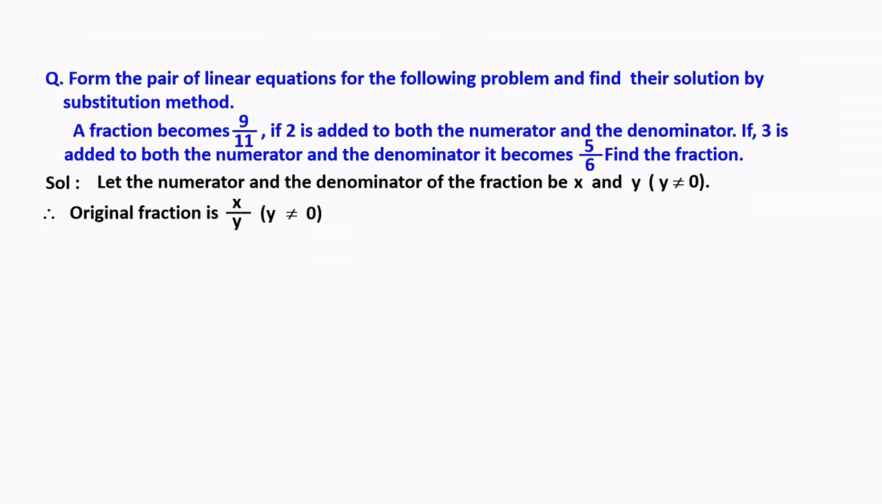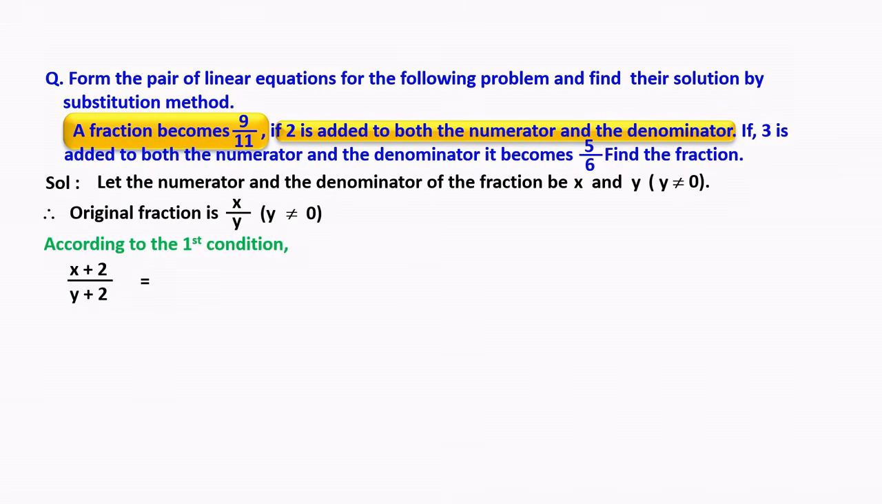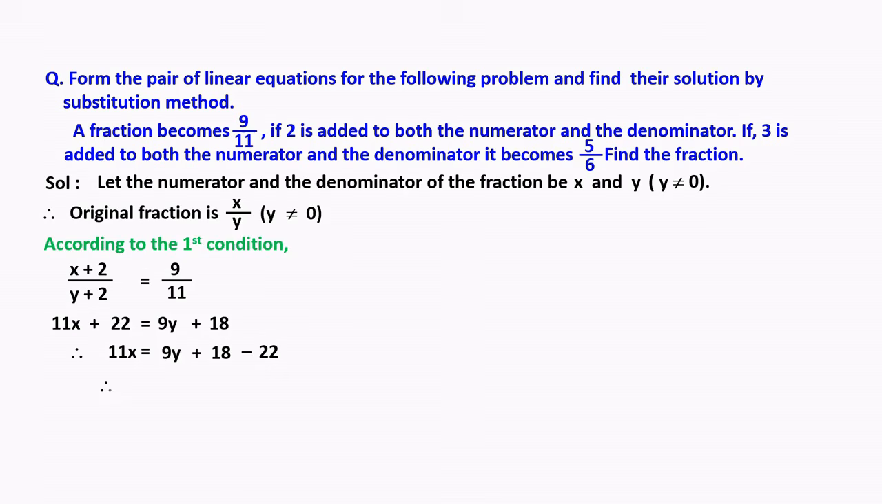Now, let us form the equations. According to the first condition, if 2 is added to both numerator and denominator, we get x plus 2 upon y plus 2 equals 9 by 11. Cross multiplying, 11x plus 22 equals 9y plus 18. So, 11x equals 9y minus 4. x equals (9y minus 4) divided by 11. This is our first equation.